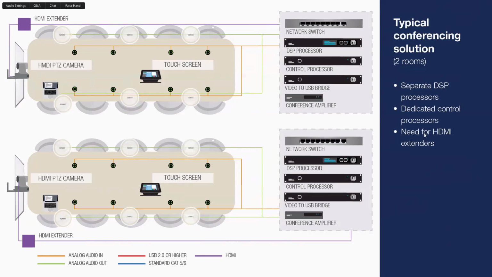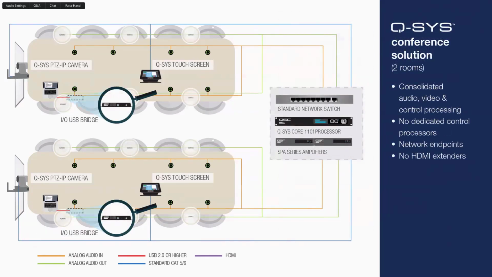Now, with our platform, we're able to leverage a number of efficiencies. For one, the sweet spot for our core processors is in centralized processing. So a single Core 110 is able to take the place of both control processors and both DSPs. So we're able to consolidate a lot of that dedicated AV hardware and really leverage the standard IT infrastructure that exists in the environment.